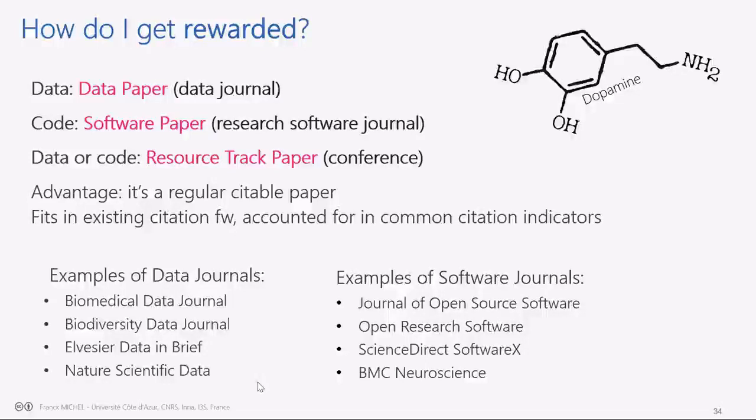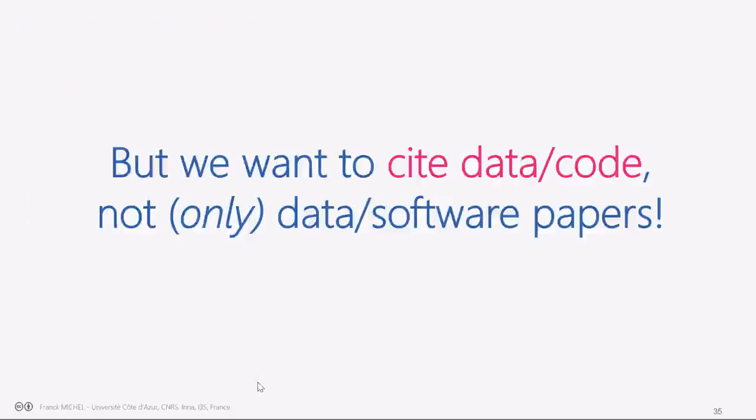Okay, so here what we do is to tweak the things. We don't make data or software citable. We create articles about data and software. But what we would like in the end is to cite the data and the software themselves, not papers about the data and the software. Not that it would be bad. If you cite a data paper or software paper, that's okay.